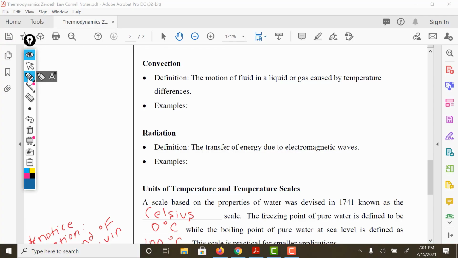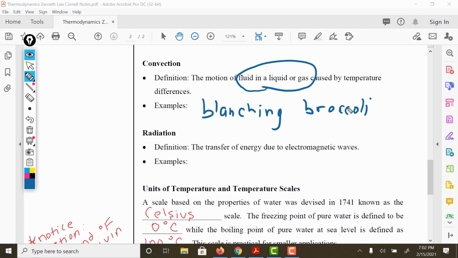Convection. Convection happens between a liquid or a gas. Of course, in the case of a fluid, there will be physical contact, but again, this is not between solids. This is a fluid. So it's going to happen either by a fluid or a gas. And if you've never blanched broccoli, it's really good.